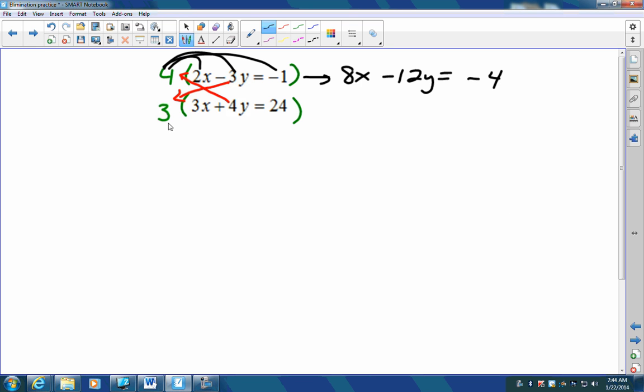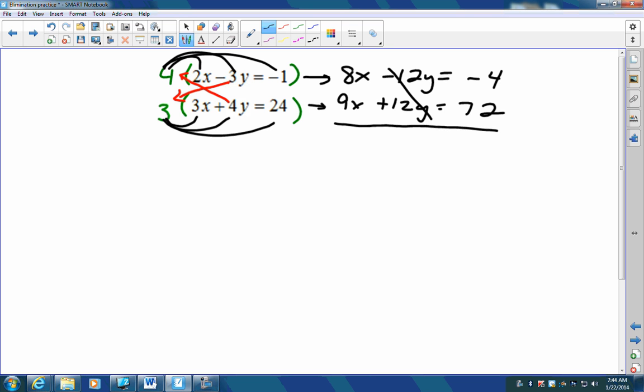Well, down here, 3 times x, 9x. 3 times 4 plus 12y. 3 times 24, what is that? 72. Because you swapped these numbers and multiplied, what letter cancels out now? The 12y's. And then you can go from there. All right.